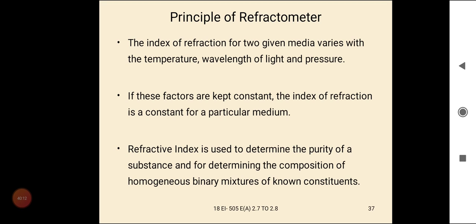Refractive index is used to determine the purity of substances and for determining the composition of homogeneous binary mixtures of known constituents.